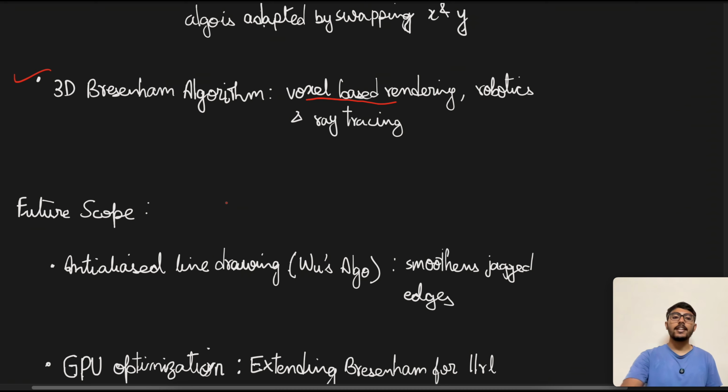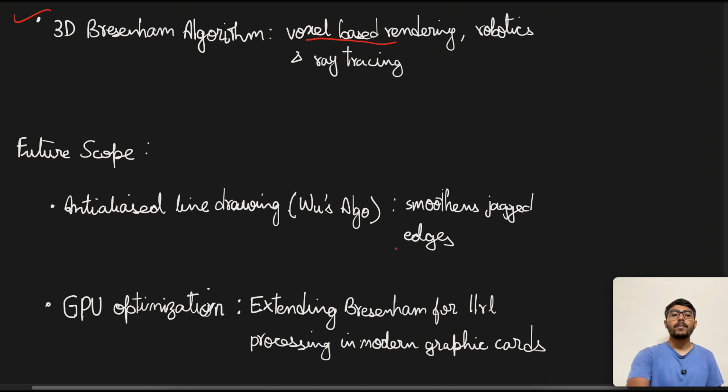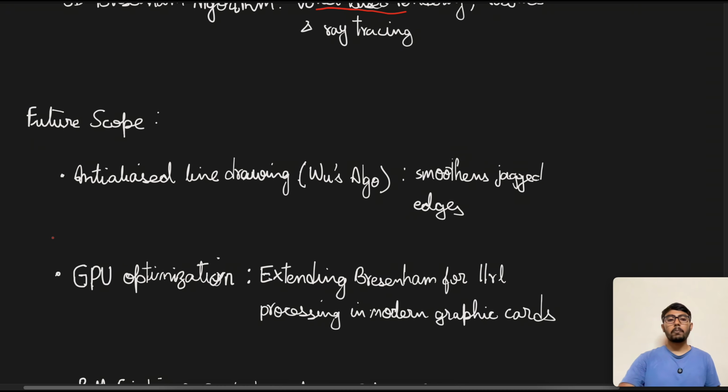It is anti-aliased line drawing, Wu's algorithm, right? How to smoothen the jagged edges. The GPU optimization part, which is extending the Bresenham algorithm for parallel processing for modern graphic cards, and how we can simulate parallel processing via the Bresenham algorithm.